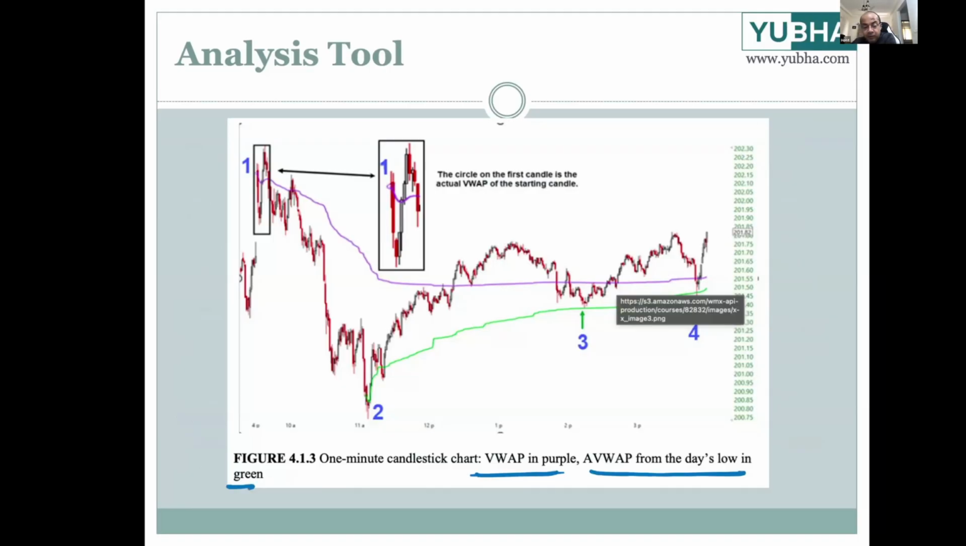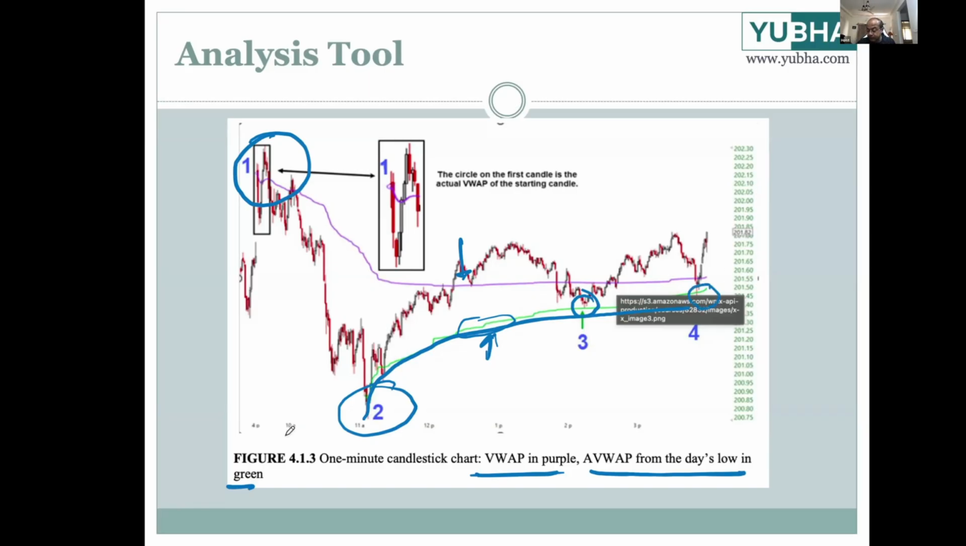On this particular chart, both the anchored VWAP, which is the green one, and the VWAP, which is the purple one, have been plotted on an intraday scale. While the VWAP always starts at the beginning of the day, anchored VWAP has been plotted from the bottom of the day. And what you can see is that from here, this is the anchored VWAP, and the prices are taking support at the anchored VWAP over here and the anchored VWAP over here.